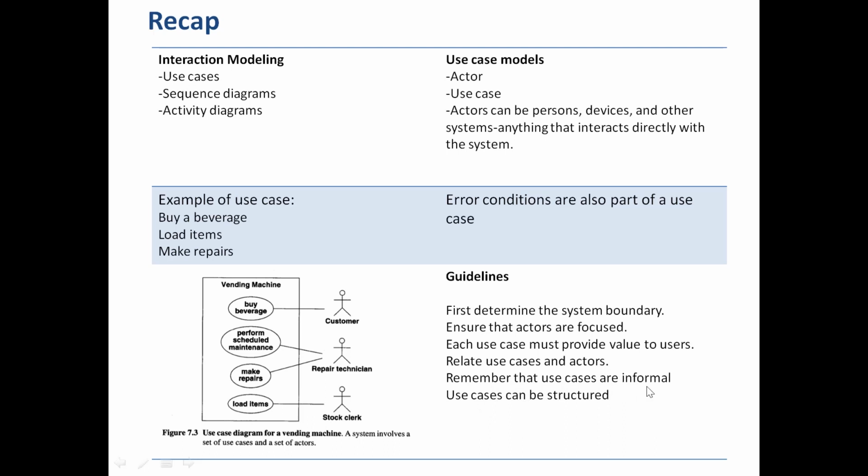Remember that use cases are informal. There is nothing like having a syntax, but these are the UML notations that you need to follow, right, when it comes to use cases, and they can be structured. This last point, that can be structured, is in terms of relationships, where you have includes, extends, generalization. So details of how use cases can be structured you would be seeing in advanced interaction modeling, right? So all these things we have covered in the previous class.